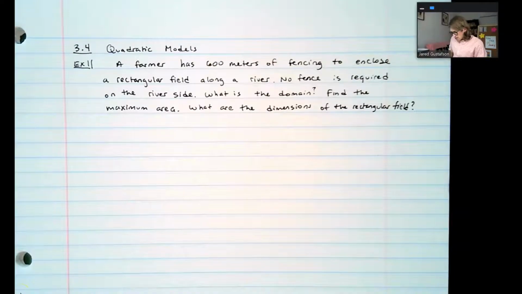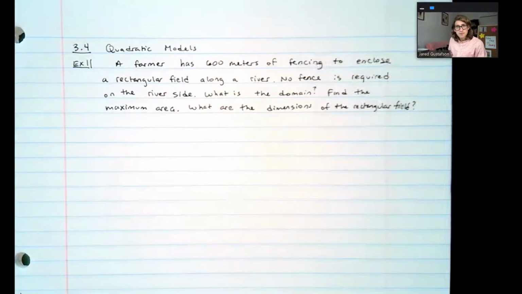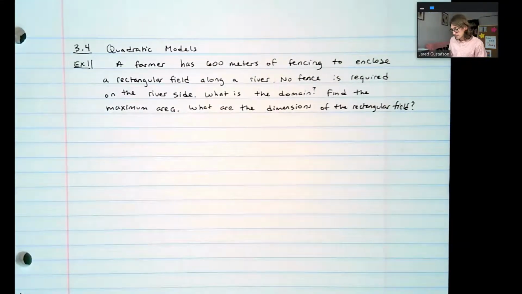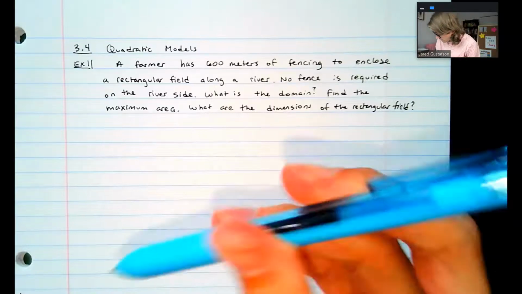Hello. So this is kind of unfair of me. Here's a word problem that wasn't there a second ago, so you might have to pause and write some things down if you need to, but I'm going to read it. A farmer has 600 meters of fencing to enclose a rectangular field along a river. No fence is required along the riverside. What is the domain? Find the maximum area. What are the dimensions of the field?